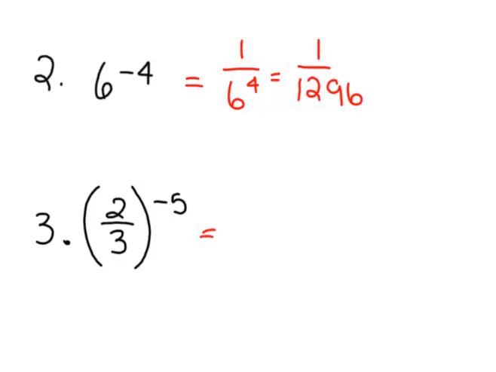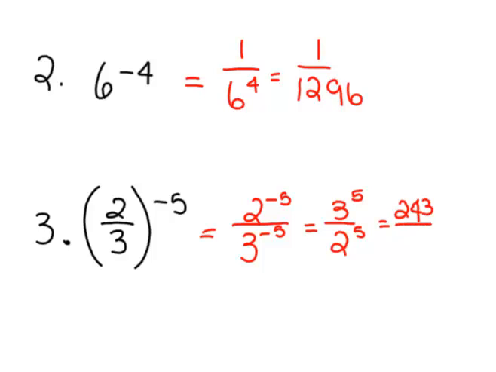Okay? This one is a little bit different. This uses powers of products and quotients of products. So what I'm going to do here is rewrite this 2 ways. First of all, this is the same thing as 2 to the negative 5th over 3 to the negative 5th. Okay? So now I want to get rid of those negative powers. So remember, in order to get rid of the negative powers, the first thing that I want to do is reciprocate my fraction, and then both of those powers are now positive. 3 to the 5th power is 243, and 2 to the 5th power is 32.